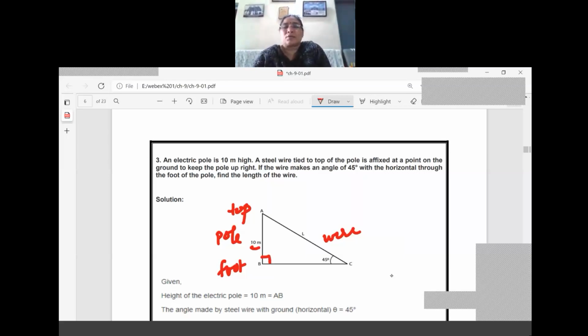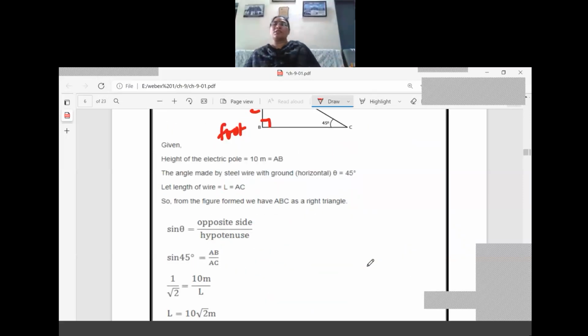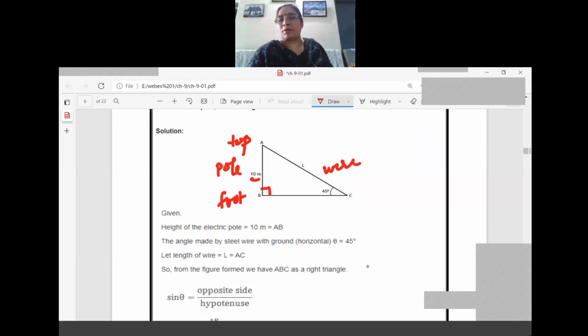Now the question is asked for the length of the wire only. Length of the wire means which ratio we should find out. See, AC is the length of the wire, that is the hypotenuse with respect to 45. Now which is the known side? 10 meter is the known side, that is the opposite side only. So any angle you can use here. Sine ratio we can use, cos ratio we can use, since the adjacent would also be obtained. So here we have to use sine only. So sine 45 we are using. Listen, what is the formula? Angle is 45 only. Opposite side by hypotenuse.